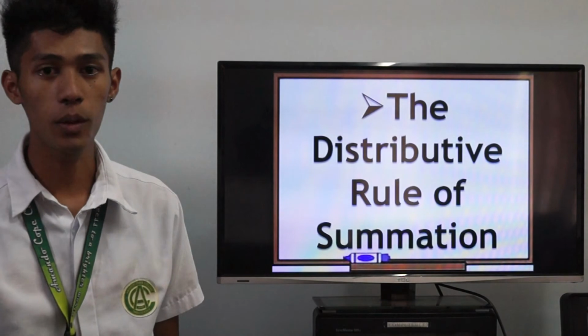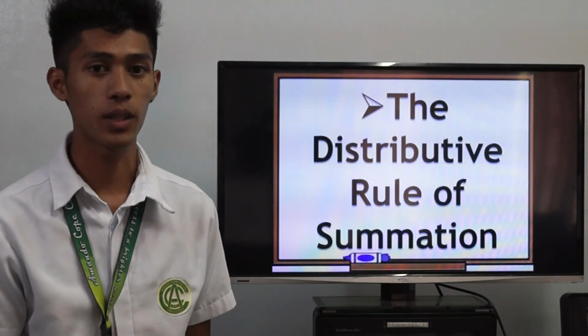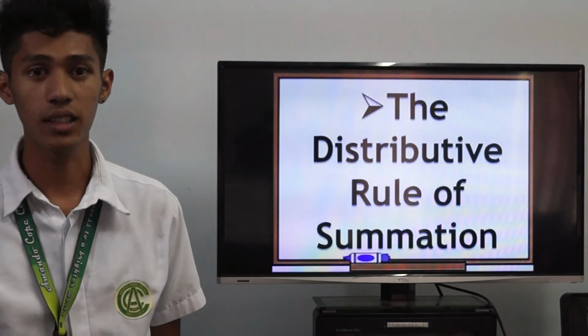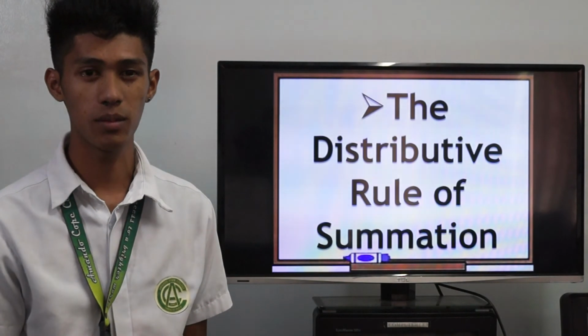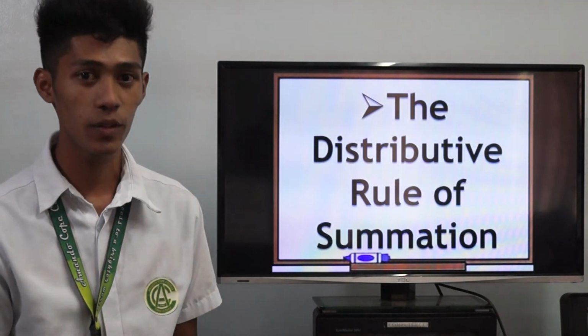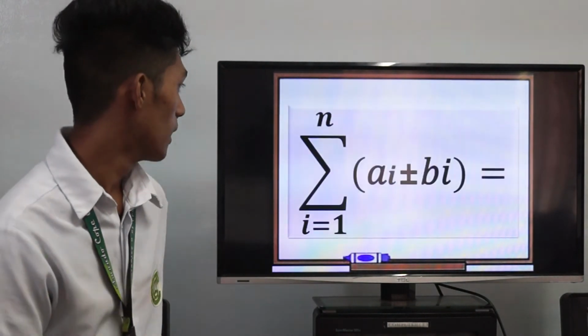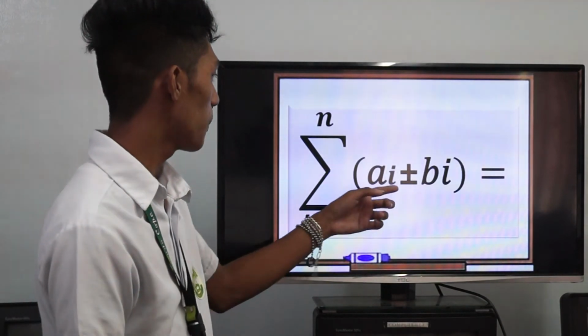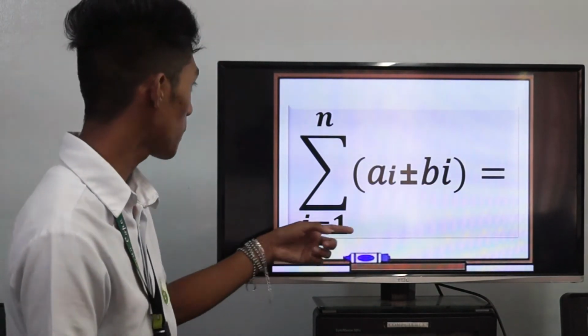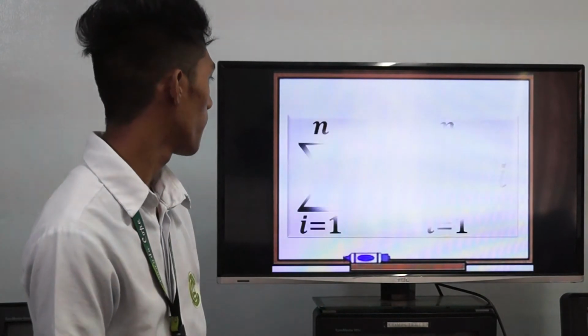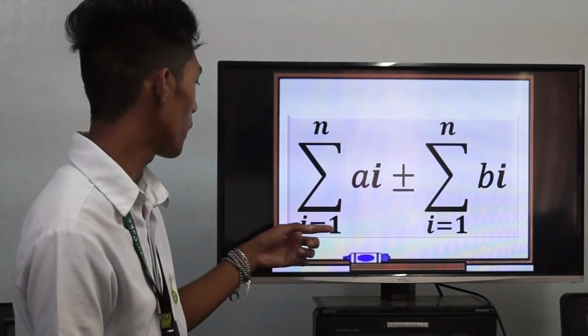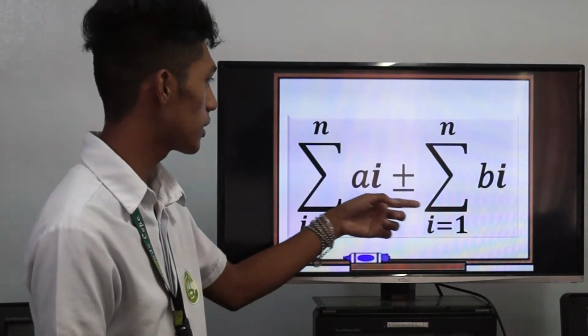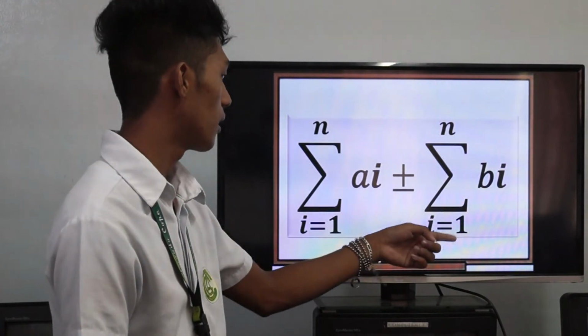And the last rule of summation notation is the distributive rule of summation notation. It states that the summation of the sum of the given two terms is equal to the sum of the individual summations. The summation of the quantity a_i plus or minus b_i, where i runs from 1 to n, is equal to the summation of a_i, where i runs from 1 to n, plus or minus the summation of b_i, where i runs from 1 to n.